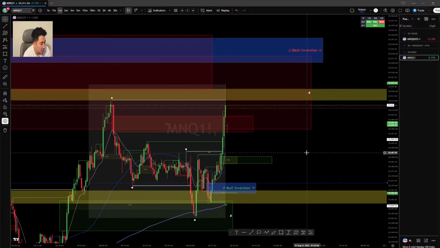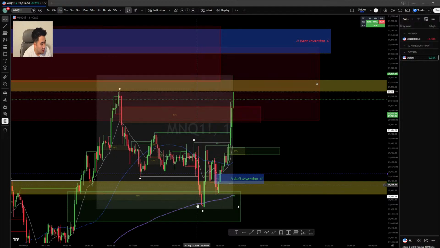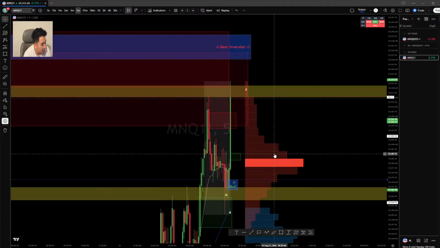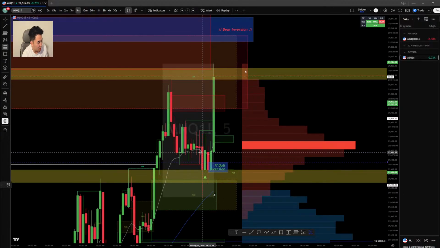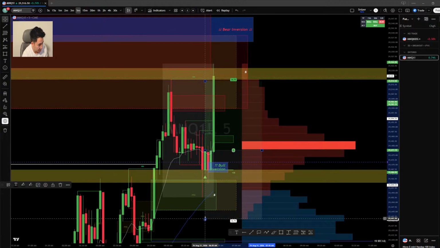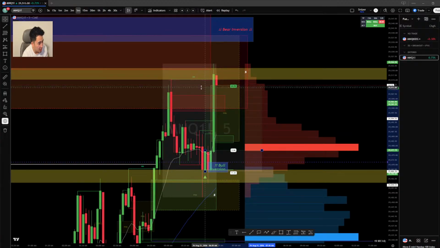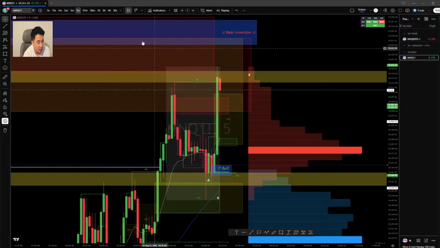Yeah, that would have been an awesome trade. That 15 minute closed below. If it didn't, then that would have been a good trade. So I called it. It was just a little off. That would have been a really good trade. I think TP was right around here, about 33 points, about 1 to 3 risk reward.